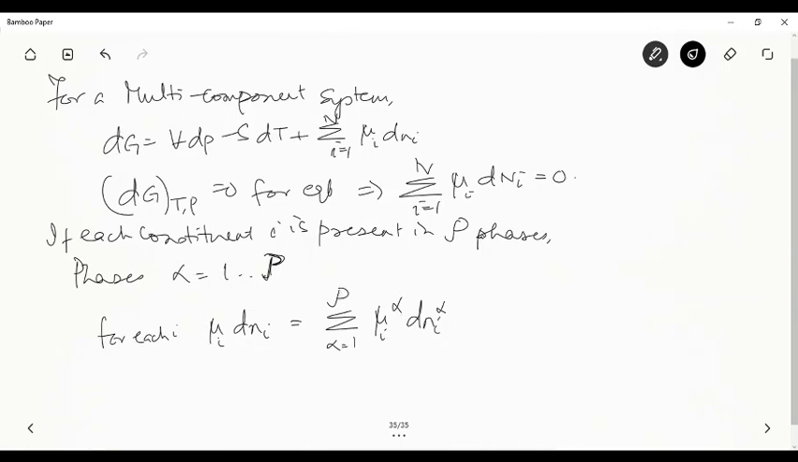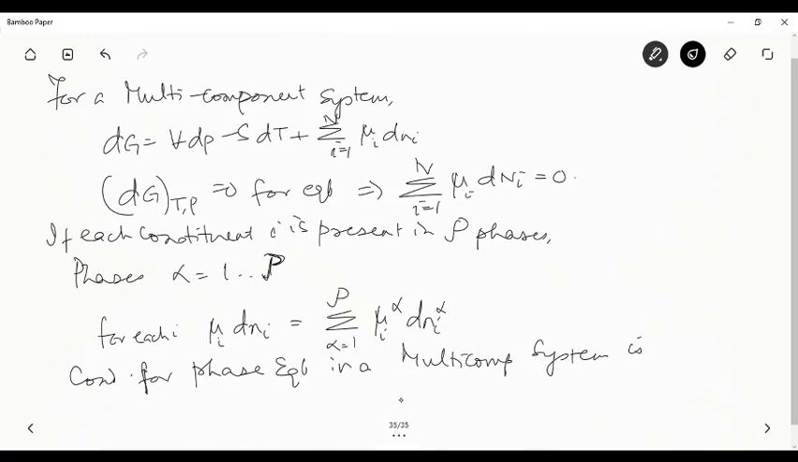So if I substitute this into this, then the condition for phase equilibrium in a multi-component system is summation of mu i dNi equal to 0. So the summation from i equal to 1 to N over the components, of the summation of alpha equal to 1 to P over the phases, of mu i alpha dNi alpha equal to 0.